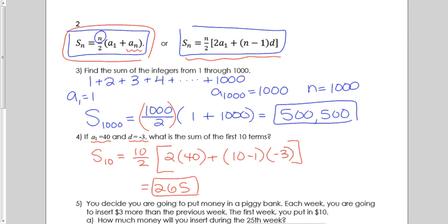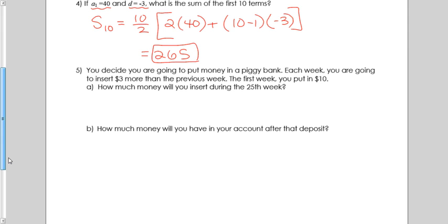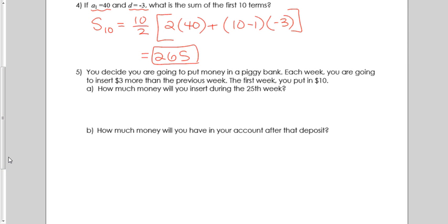I'm going to go ahead and do number 5 because it shows the difference between a sequence and a series. So in this one it says you decide you are going to put money in a piggy bank. Each week you are going to insert $3 more than the previous week. The first week you put in $10. So what do we know? The first week we put in $10 means A sub 1 is $10. The fact that you insert $3 more than the previous week each week tells us that our common difference is $3, and that's how we know that this is arithmetic.